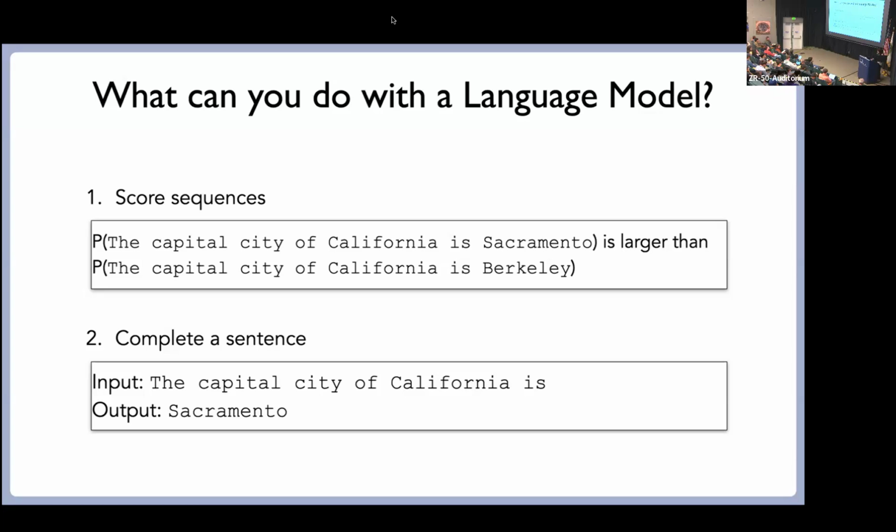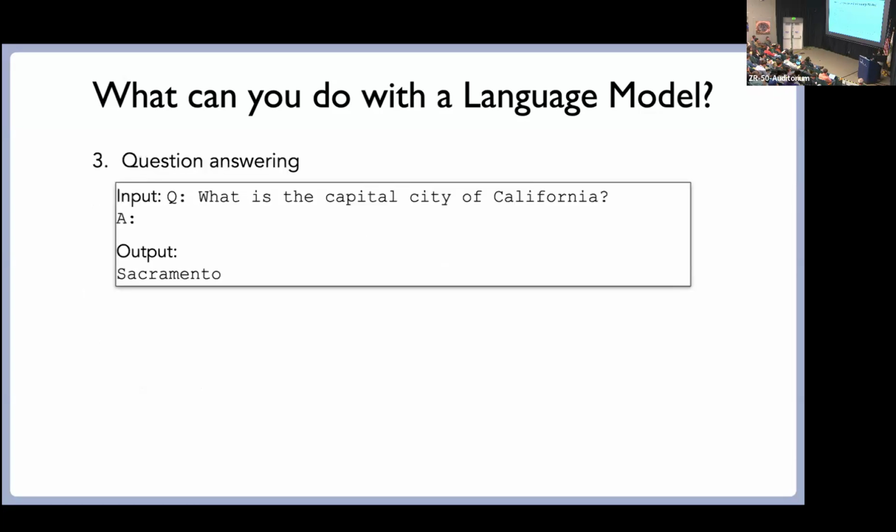What that means is you can also do a bunch of different things by putting the input appropriately. For instance, if you want to do question answering, meaning you have a question that you want an answer to, you can form the input like this: Q colon, what's the capital city of California, and then A colon, so that it is very natural that the completion of this input would be the answer to the question. If you give an input like this to the language model, it should be able to complete a sentence that is basically the answer to the question.